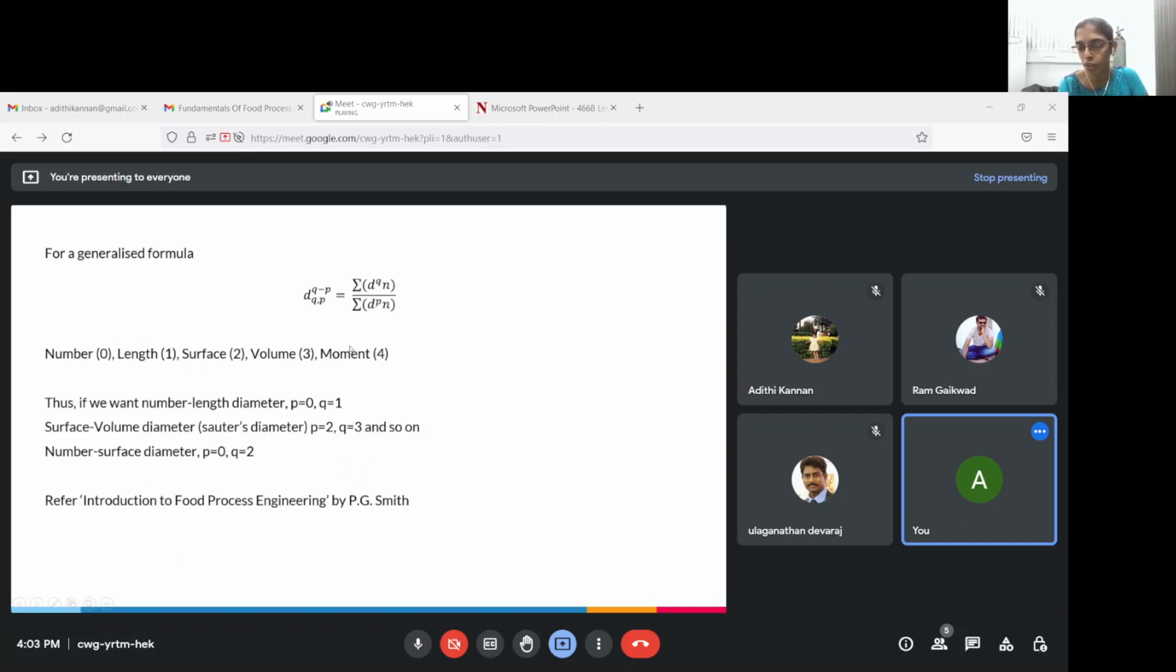Any doubts so far? What are the different kinds of diameters? There are more actually, but I have discussed only 4 of them. Any doubts so far? Why do we have something called an equivalent sphere? Okay, if you want me to repeat something, you can let me know.